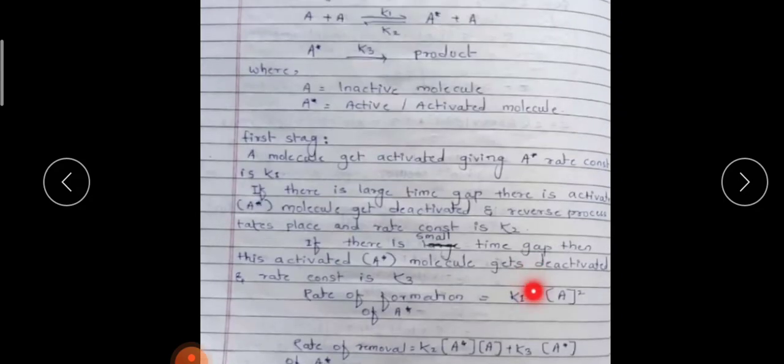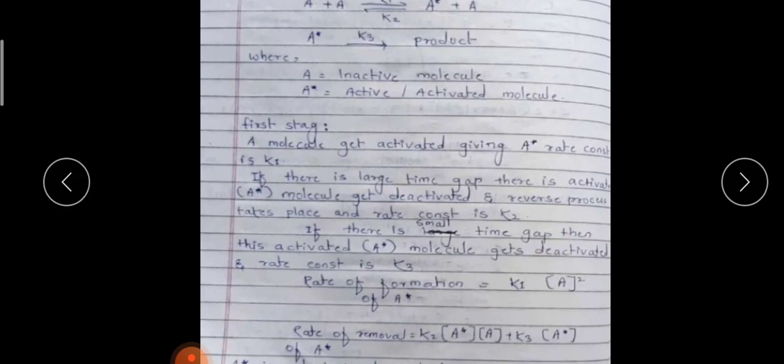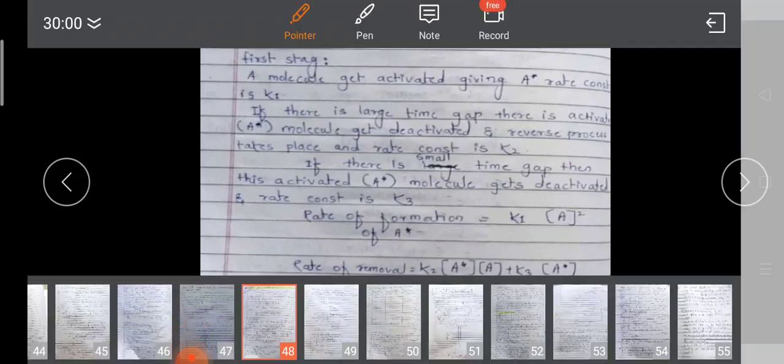Therefore, the rate of formation of A star is equal to k1 into A square, because it is concentration A into concentration A. The rate of removal of A star is given by two terms: one is k2, which is k2 A star into A, plus k3 A star. A star is short-lived; it is a highly unstable, high-energy intermediate formed during the reaction.